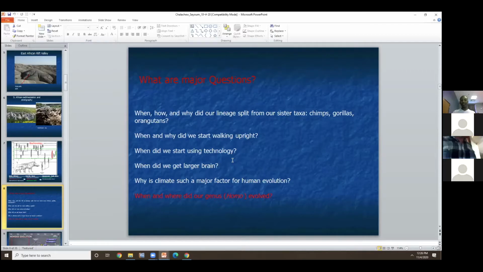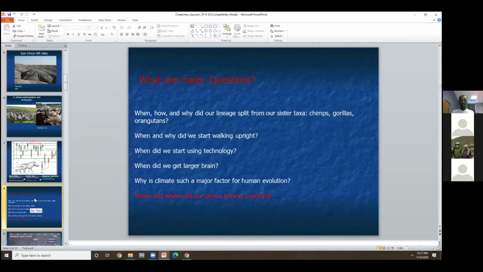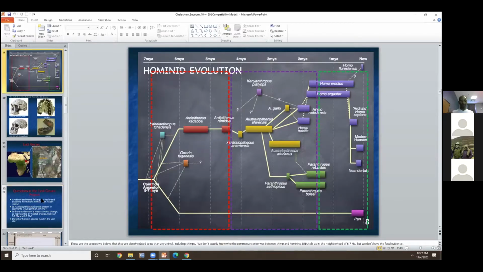As you can see here, I highlighted one of the questions I will be talking about, which I'm interested in. I'm not here just to answer all these questions. These are really big questions that hundreds of scientists are trying to answer. So I will just give my perspective on the genus Homo, given one of my discoveries in Ledi-Geraru.